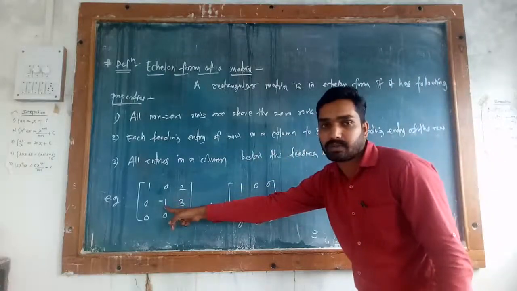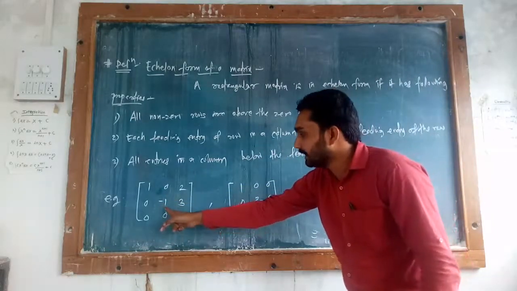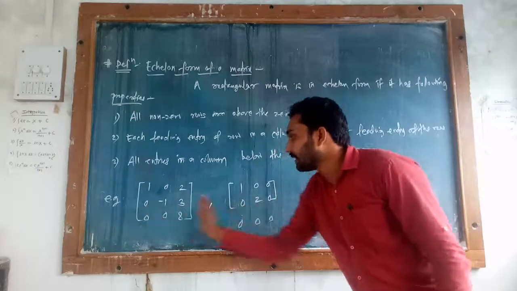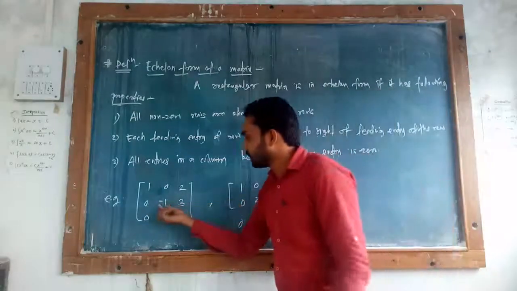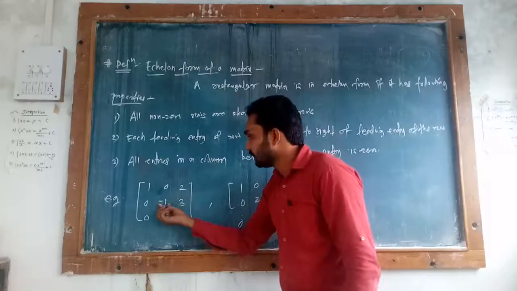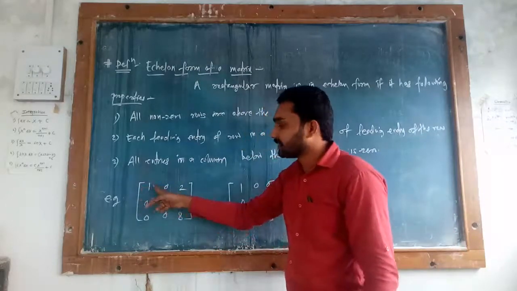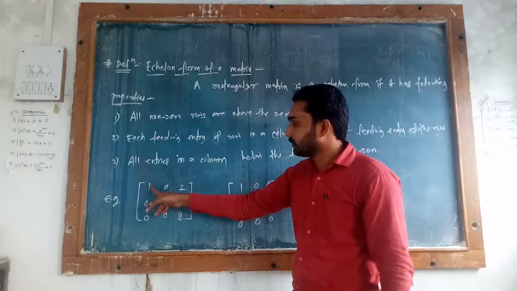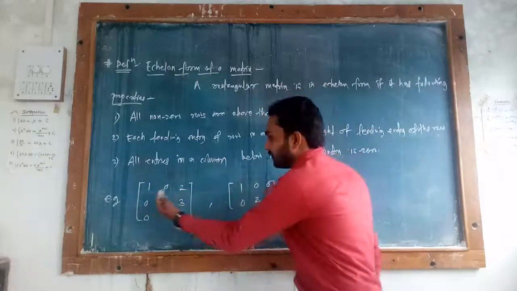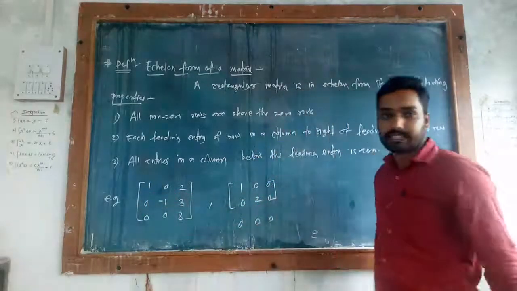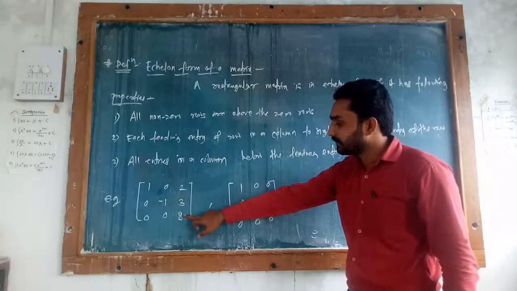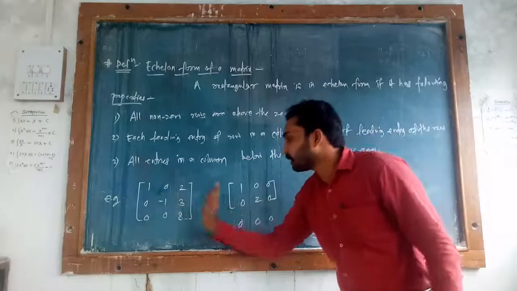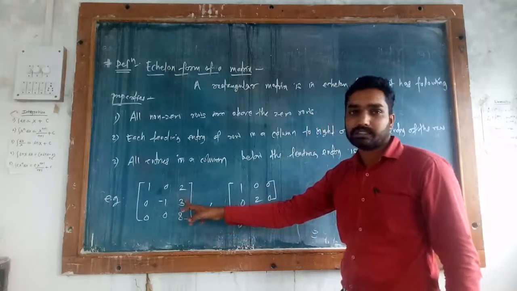So this leading entry -1 in your second column is to the right of the leading entry of the row above. This -1 is to the right of the leading entry in the first row, which is 1 in the first column. Similarly, in your third row, the leading entry is 8, and this leading entry 8 is to the right of the leading entry of the second row.